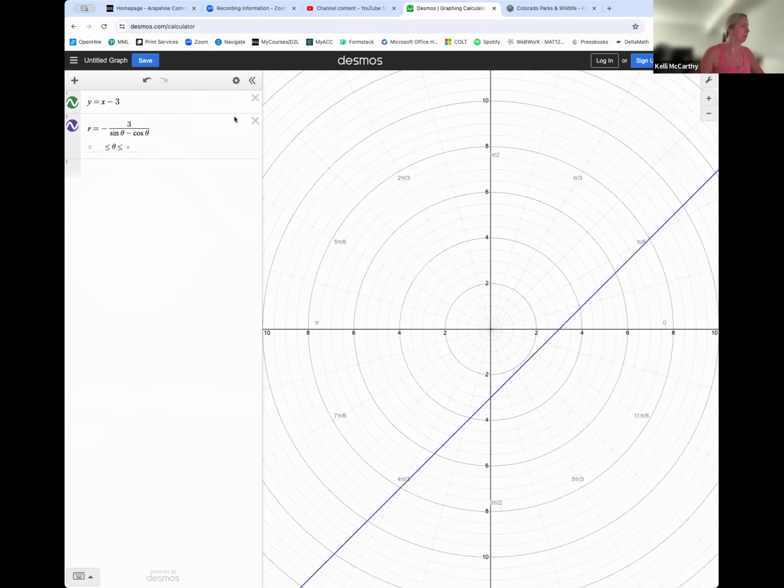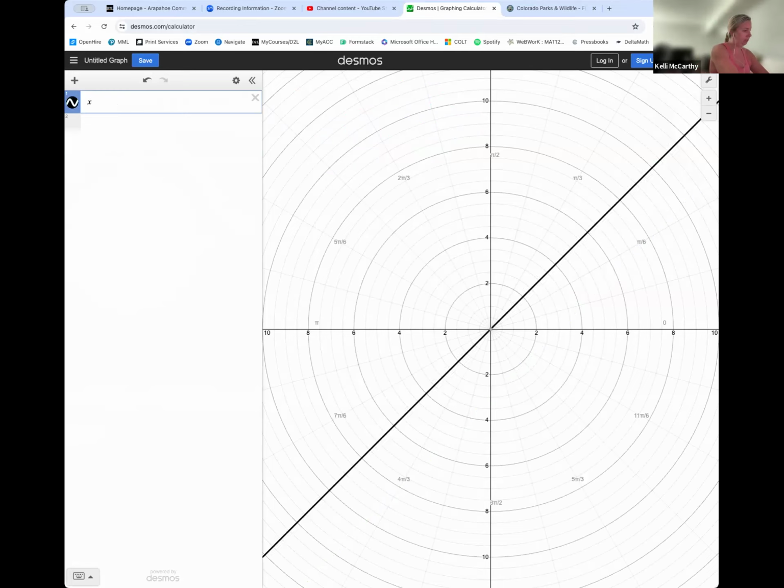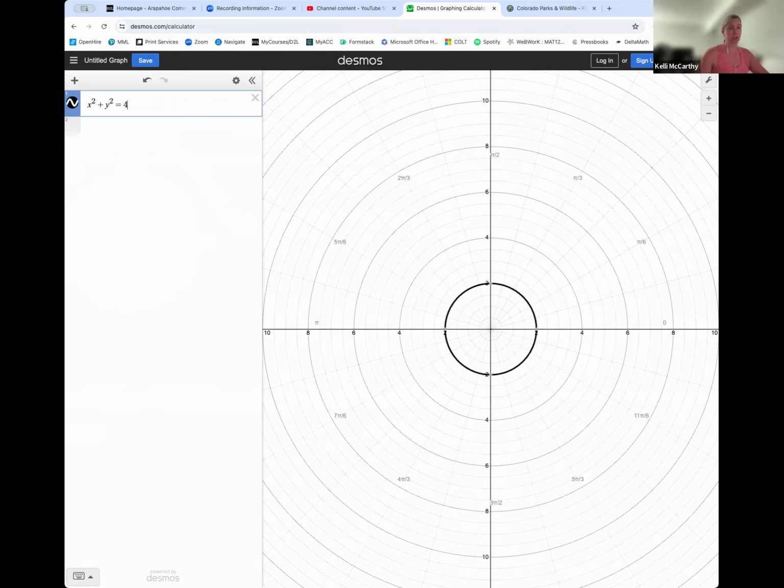So back to Desmos, let me clear out my previous two equations and let's type these new equations in. So we have x squared plus y squared equals 4. There's our circle of radius 2. And then we're going to type r equals 2. That's our polar equation. Same exact graph.